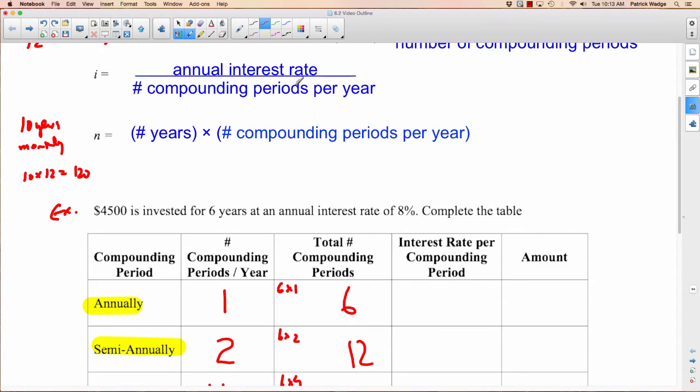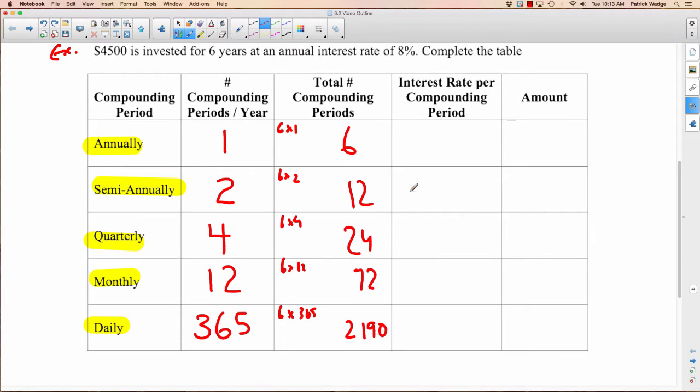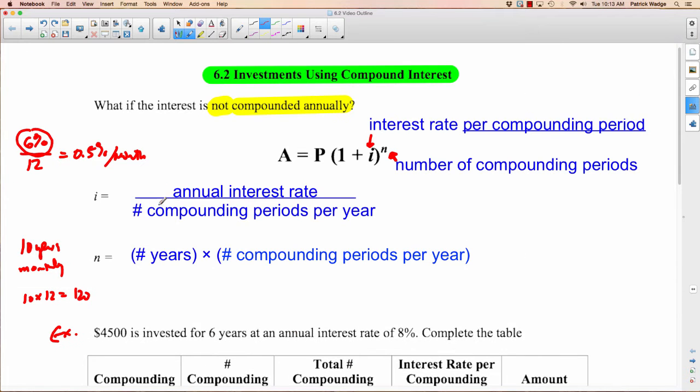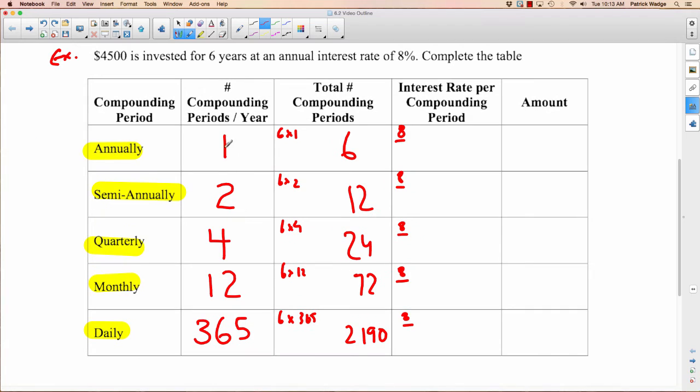This is this formula. You have to take the annual interest rate. In this case, the annual interest rate is 8, and you're going to divide it. So it's going to be 8 divided by, 8 divided by, 8 divided by. They're all 8 divided by. And what you're dividing by is the same thing, the number of compounding periods. Well, that's that number again.